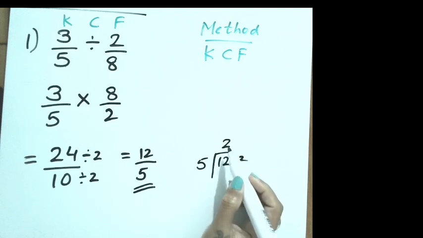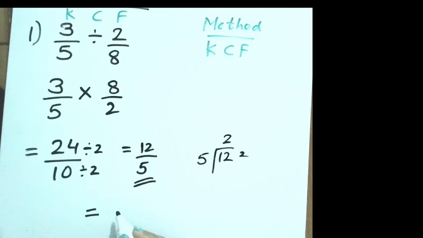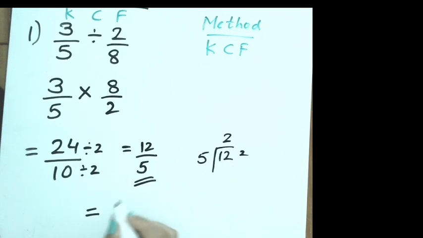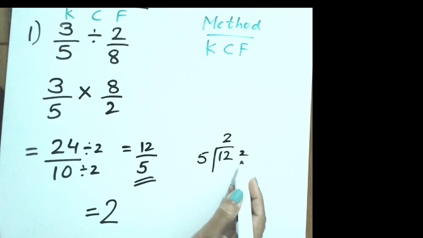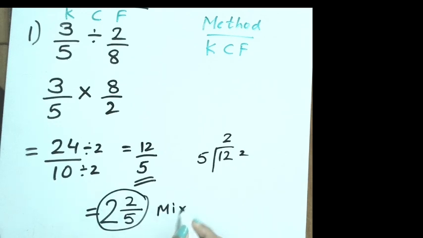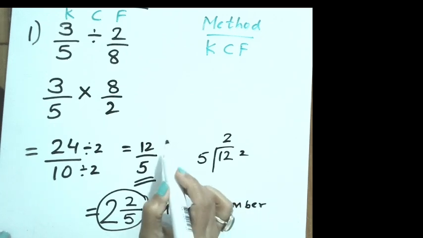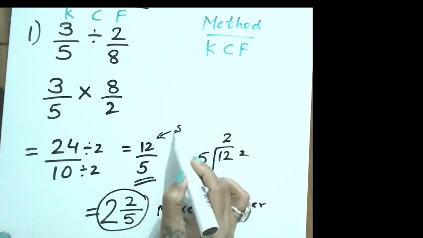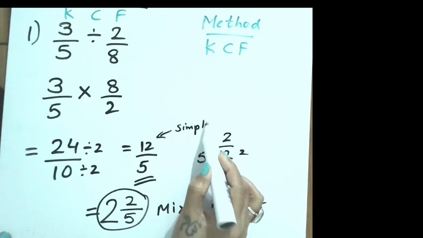Then you're going to write your answer as a mixed number. How many 5s did you get in 12? 2 whole. And what was the remainder? 2. And the denominator is 5. So this is your mixed number. This is called a mixed number, and this one is simplified.